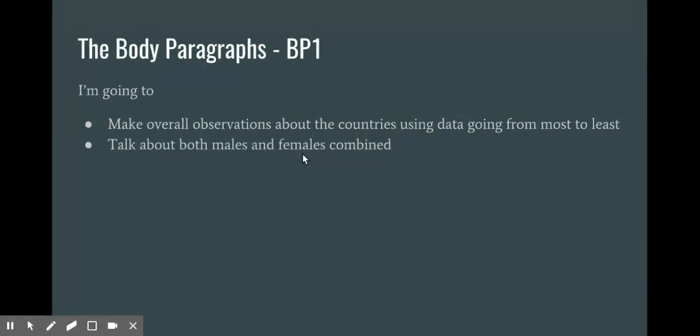and females combined. So we have 6 countries, and then we have males and females. So I'm going to look at all of the students, the male students, the female students, all of the students combined. I'm not going to talk about just males or just females. I'm combining them.